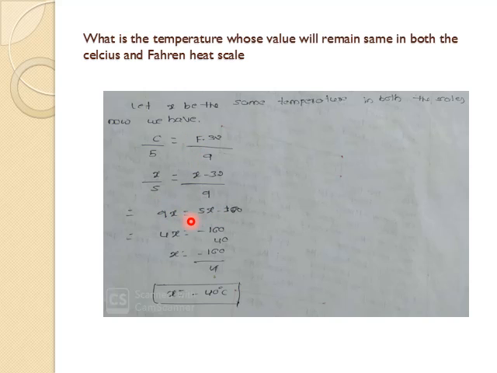So if you solve this equation, the x value will be minus 40 degrees Celsius. Okay. So this is the minus 40 degrees Celsius temperature, which will be the same in both Celsius and Fahrenheit scales, which means that if you convert minus 40 degrees Celsius, you will get minus 40 Fahrenheit. So that is the meaning of the question. Minus 40 degrees Celsius is the temperature which will give you the same value in both Celsius and Fahrenheit scales.